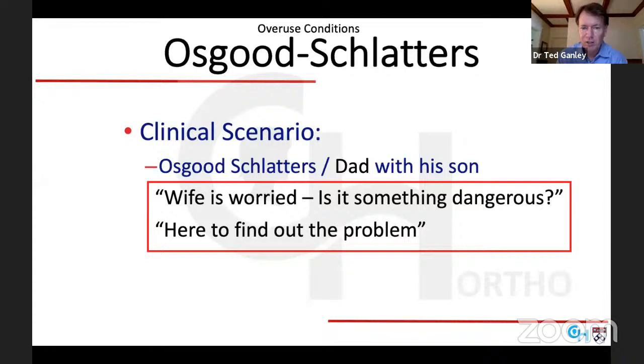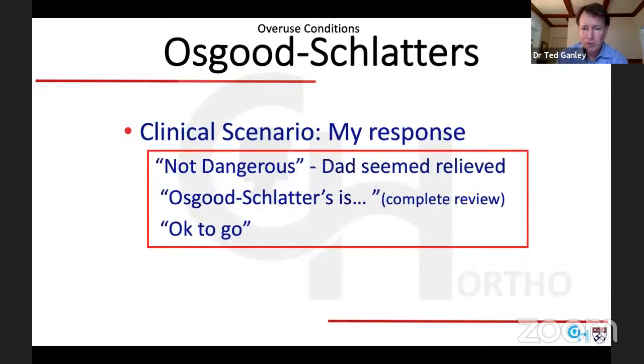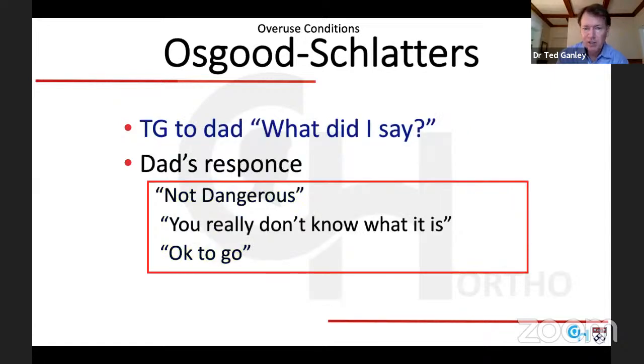Osgood-Schlatter's is the diagnosis that I picked up on. Dad was in with his son. Dad said his wife is worried. Is it something dangerous? Here to find out the problem. My response was, it's not dangerous. Dad seemed relieved. I described what Osgood-Schlatter's is. I felt like I gave a complete review. I was really covering all bases. And then I said, it's okay for you to go. However, Dad didn't seem to be listening when I was finishing up my talk.